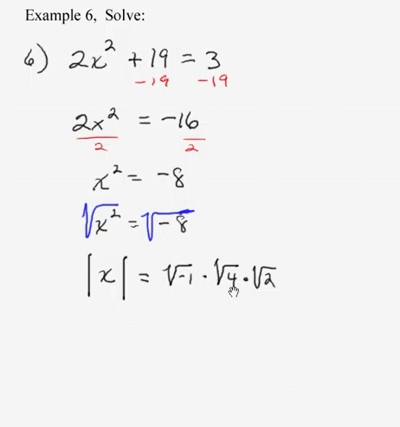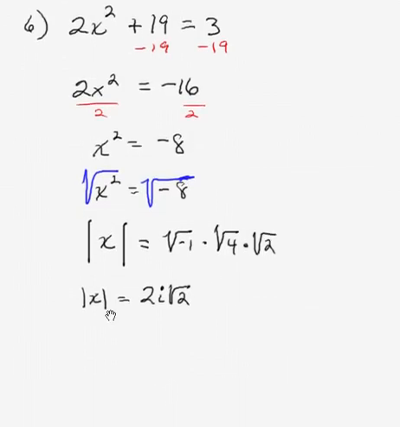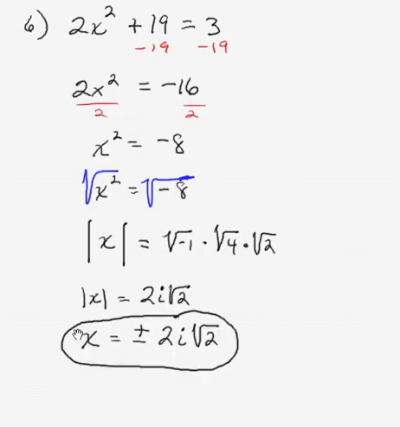And then 8 has a perfect square factor of 4, and a non-perfect square factor of 2. The square root of -1 is i. The square root of 4 is 2. The square root of 2 won't simplify. And remember that this is the absolute value, so we have to consider the positive case and the negative case. And remember, we learned a little shortcut earlier in the year: plus or minus 2i square root of 2 is my answer for that particular equation.